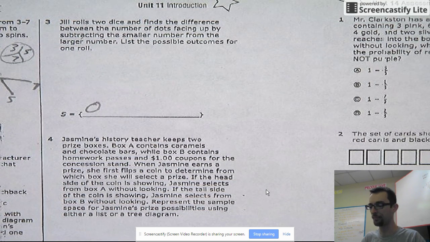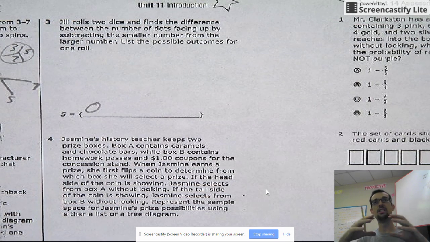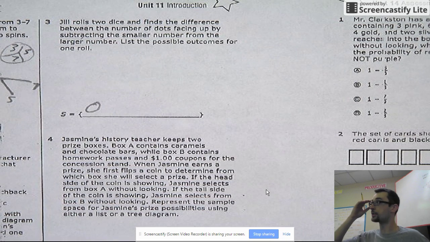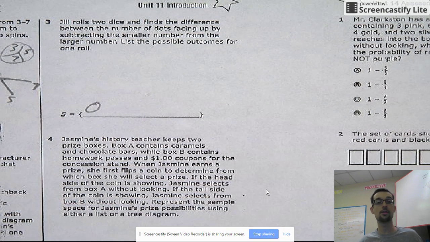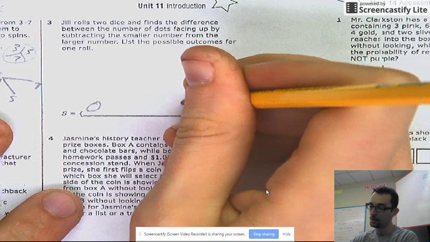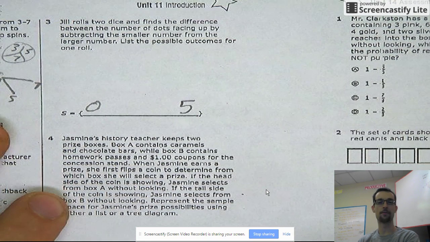Okay, let's think about what's the largest difference she could have. What are the 2 most different numbers she could roll? Well, the 2 most different would be if she rolled a 1 and a 6. That's as far apart as you can get, right? So if she rolled a 1 and a 6, the difference there would be 6 minus 1, which would be 5. So the biggest difference she could have is 5.